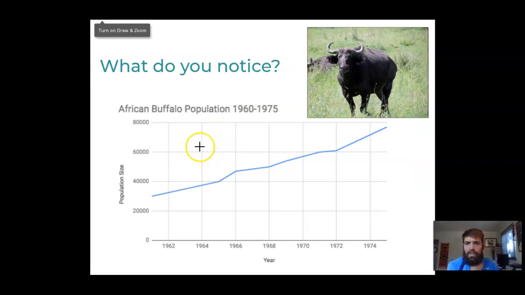Okay, so now if you look at question 4 in your student activity sheet, this is a picture of the African buffalo population in a certain time period from 1960 to 1975. And so I want you to generally think about what's happening with the population. So do you think that this change from about 30,000 to about 80,000 is a significant increase?